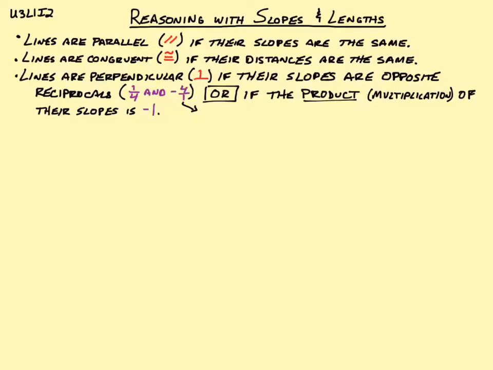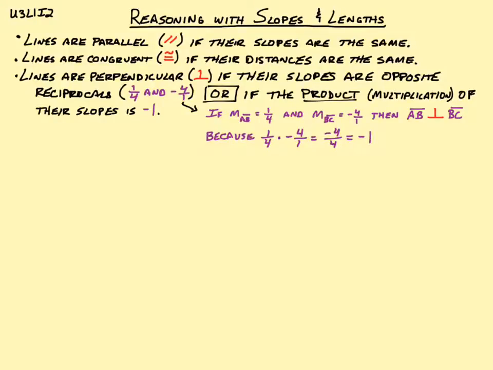So let's put a little context around this. Let's say the slope of line AB is 1/4 and the slope of line BC is -4 over 1. Then we know that AB is perpendicular to BC because 1/4 times -4 over 1 is equal to -4 over 4, which is -1. So therefore they are perpendicular. So that's two ways that you can do a check. You could check to see that the slopes are opposite reciprocals of each other, or you can check by looking at the product of those two slopes.